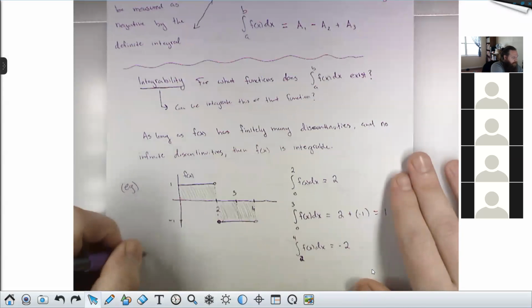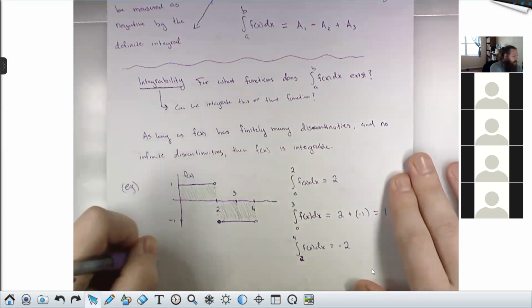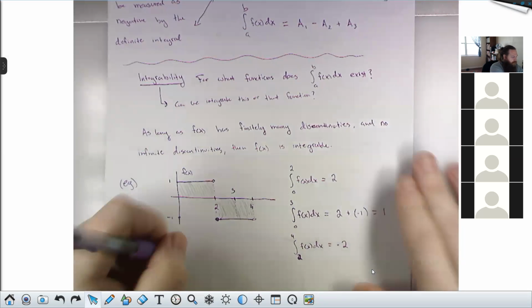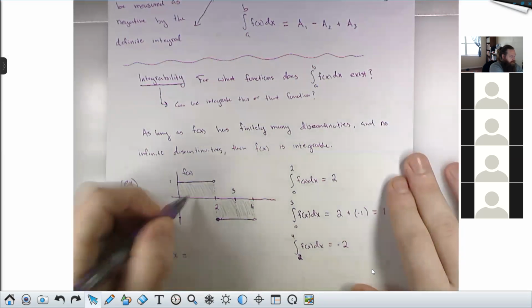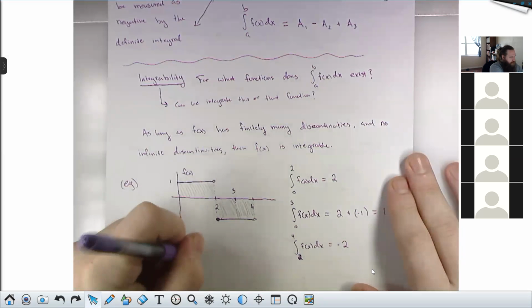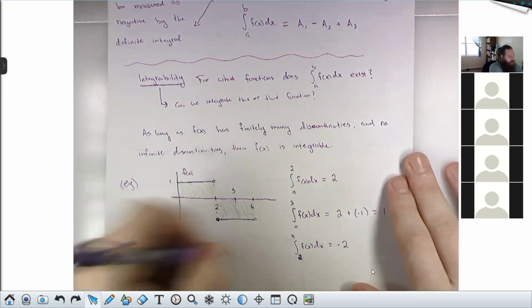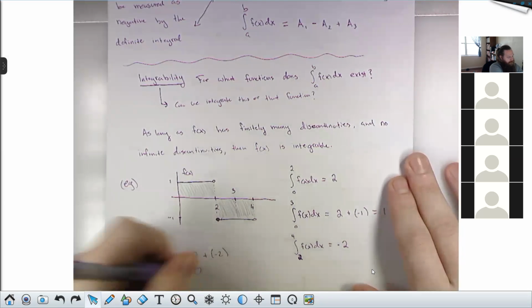Who can help me out bringing it all the way home here? What's the integral from 0 to 4 of f of x dx? 0. Very good. Yeah, you guys nailed it. This is 0. I would think of this as 2 plus -2, which is indeed 0.